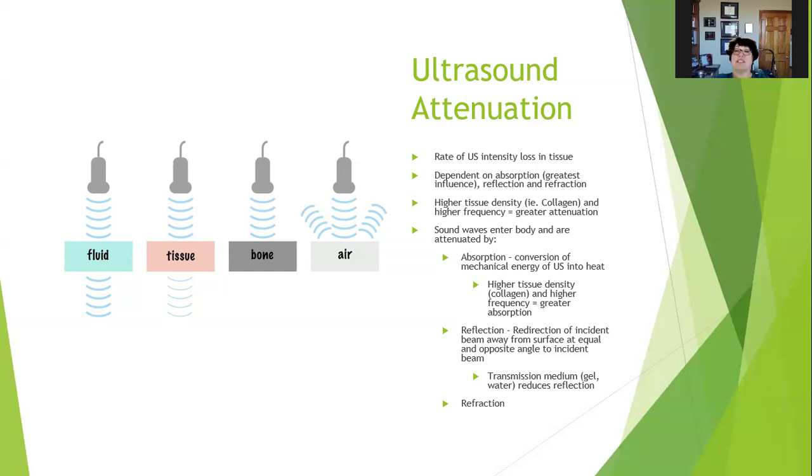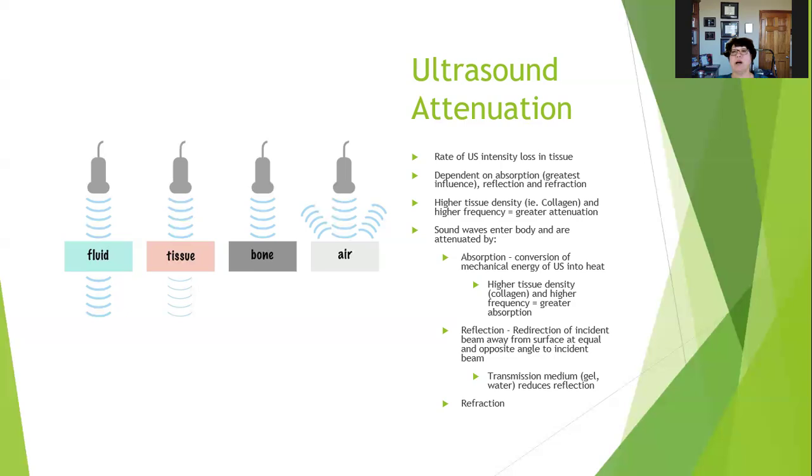When you're applying ultrasound to tissue, some of it is absorbed, and that's the greatest influence in attenuation. Some of it is reflected, and some of it is refracted, where it just bounces off. Higher tissue density, like collagen, and higher frequency is greater attenuation. Collagen tissues tend to absorb more ultrasound, so ultrasound can be a good treatment for tissues that have a lot of collagen. So think about what we've talked about with tissues, and which tissues have a lot of collagen. Those might be good tissues to treat with ultrasound, depending on what your indications are.